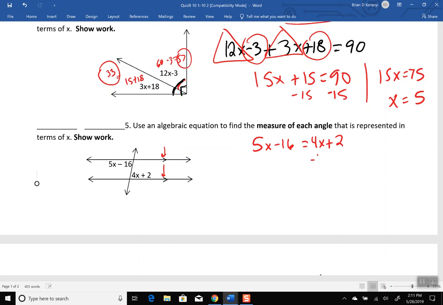Get x's on one side. So subtract 4x on both sides. You're left with x minus 16 equals 2. Add 16 to both sides. You get x equals 18.